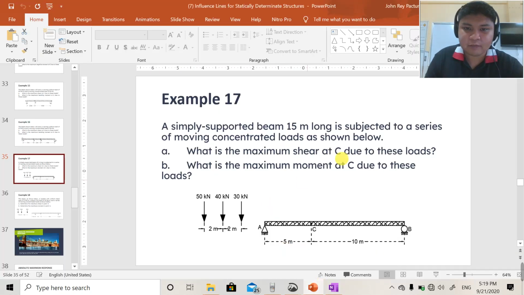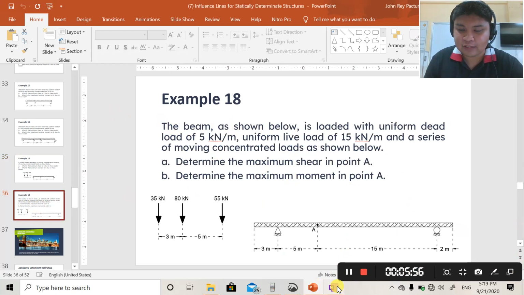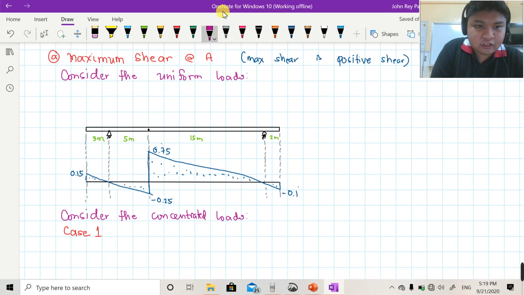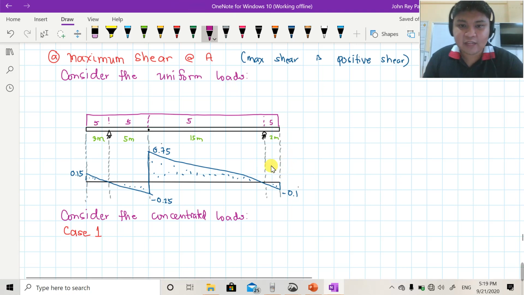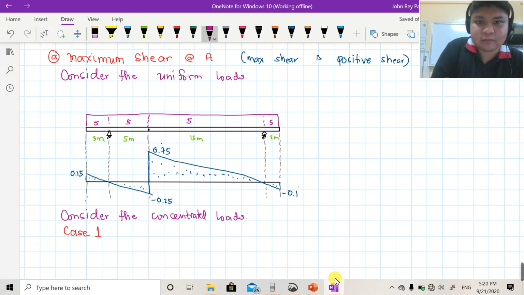So, based nga sa problem, may uniform dead load tayo of 5 kilonewton per meter, while uniform live load of 15. So, alam nyo naman from the previous discussion that when we say dead load, we have no choice but to apply that all throughout the structure. So, this will be 5, this will be 5, this will be 5, and this will be 5. However, for the case of live load, may choice ka kung saan mo siya i-apply. So sa case ni 15 kilonewton per meter, ilagay natin siya sa may positive portion.